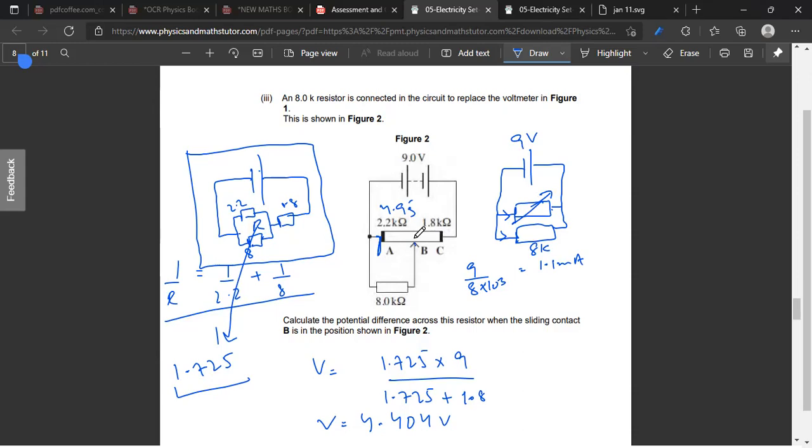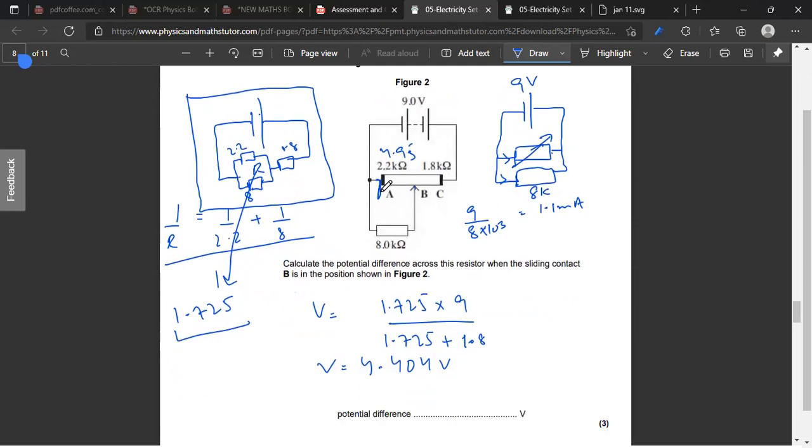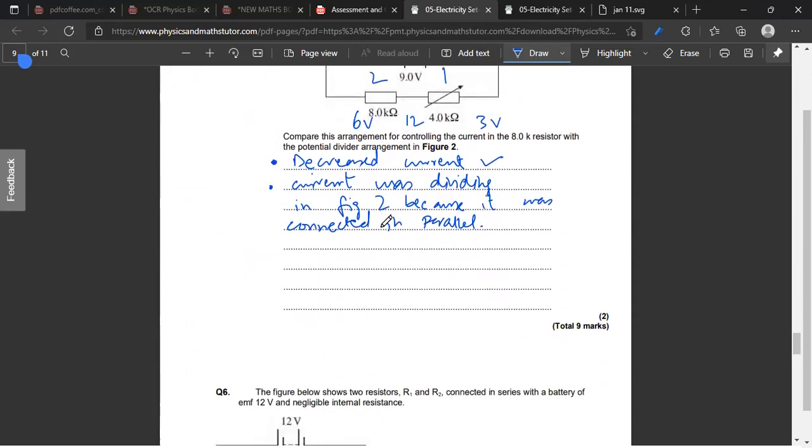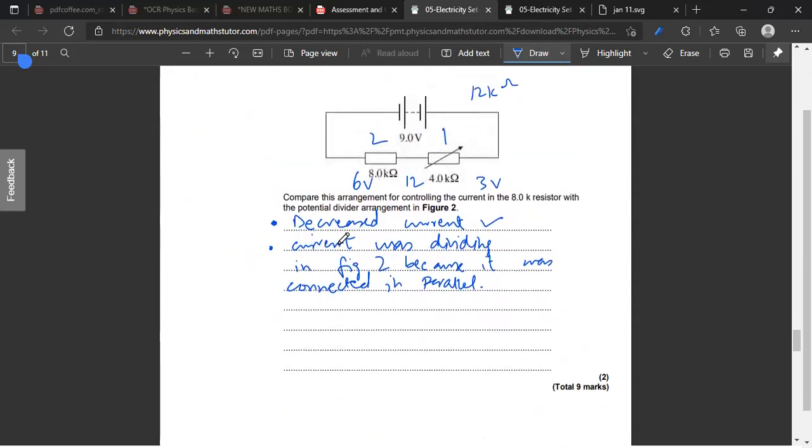Can you scroll down and continue your answer, please? So current was dividing in figure 2 because it was connected in parallel, and changing R1 changes current in the 8K resistor. So it's giving you a control from 0 to 1.1 milliampere.